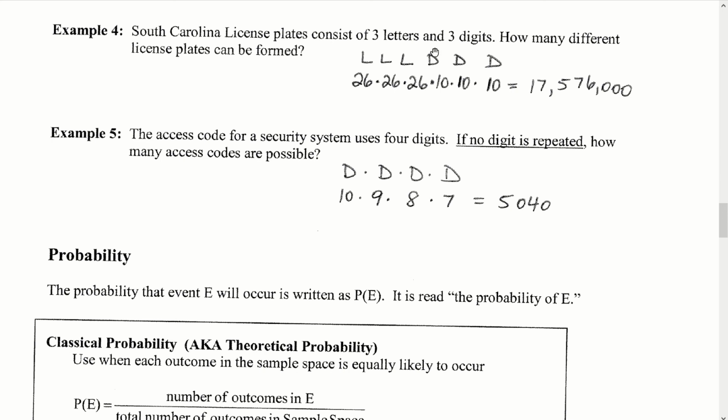And now we have to move on to the next spot in the license plate, which would be a digit. There's 10 digits to choose from, 0 through 9 for the first one, 10 digits for the second one, and then 10 digits for the third one. Once we've made that last selection, we've completed our license plate. So the total number of possibilities would be 26 times 26 times 26 times 10 times 10 times 10, which gives us a total of 17,576,000 different possible license plates.